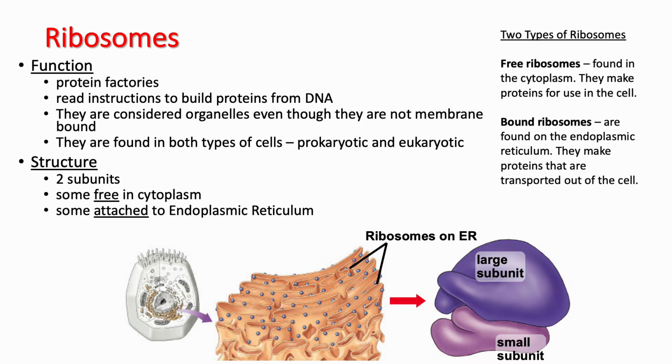Ribosomes are responsible for producing proteins. They're going to read the instructions to build the proteins from the DNA. For the structure of ribosomes, there are two subunits: a larger subunit and then a smaller subunit on the bottom. We can find ribosomes free within the cytoplasm, and then some of the ribosomes are going to be attached to the endoplasmic reticulum.